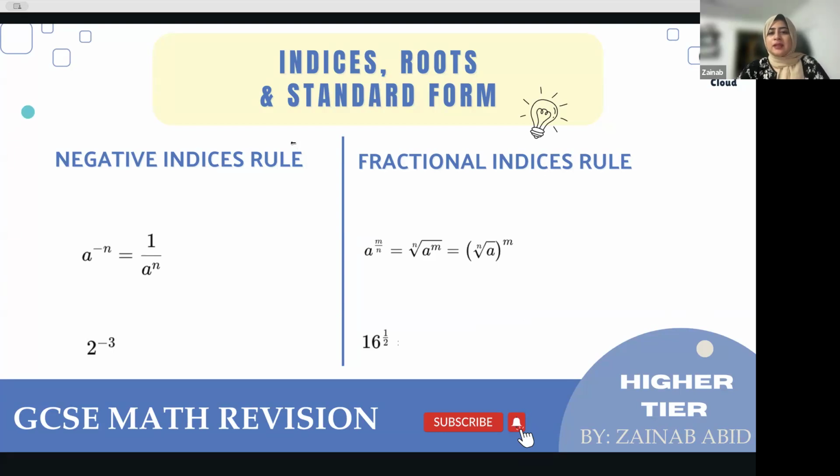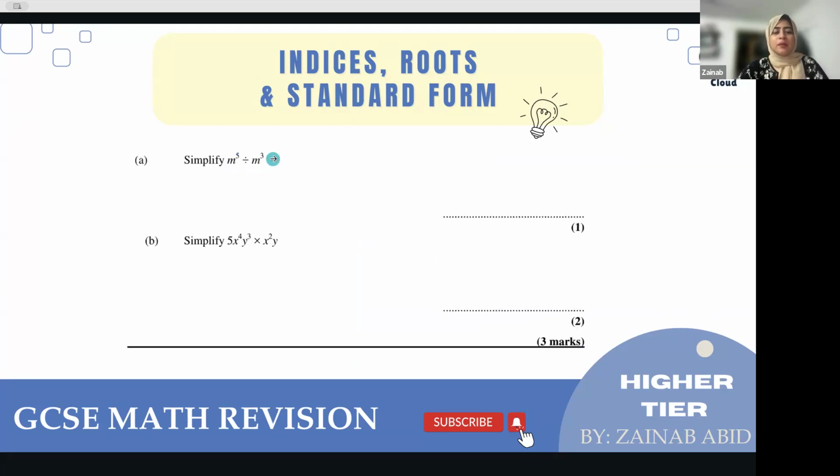Okay, next, let's have a go at a couple of questions. So simplify the following. Here we can immediately see that we've got m to the power of 5 divided by m to the power of 3. So this is the divide rule. So we have to subtract the powers. So the m stays the same. That's our base. To the power of 5, and then 3, we would just take that away. So it would just be m squared.